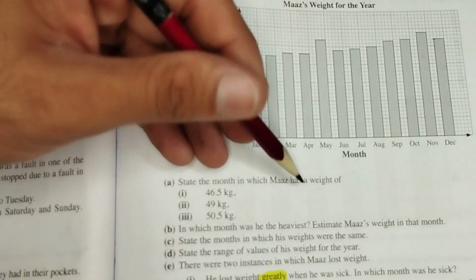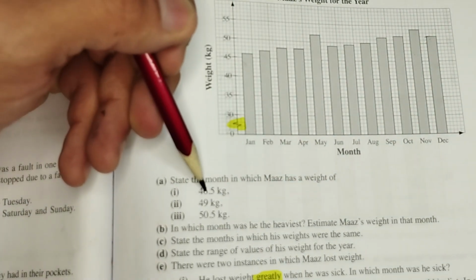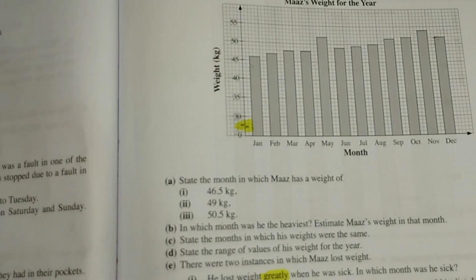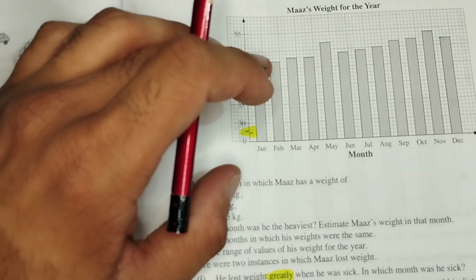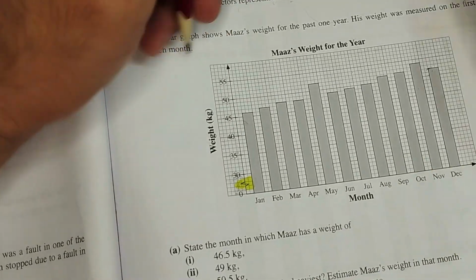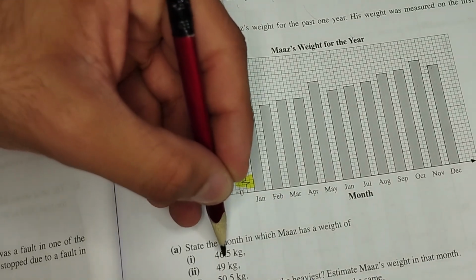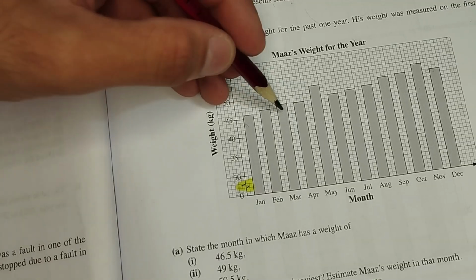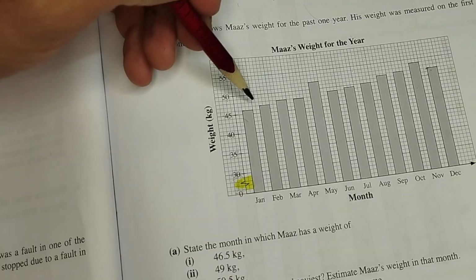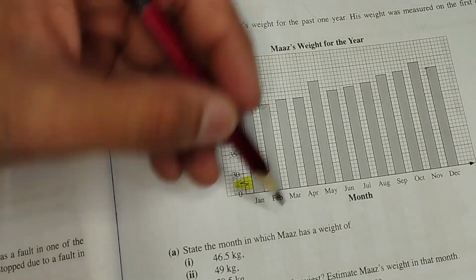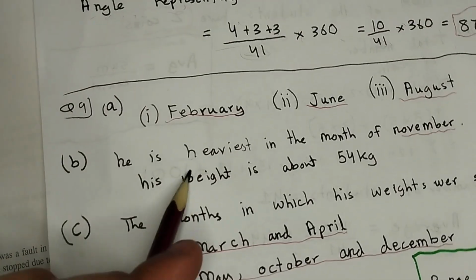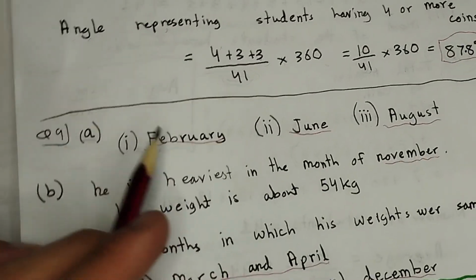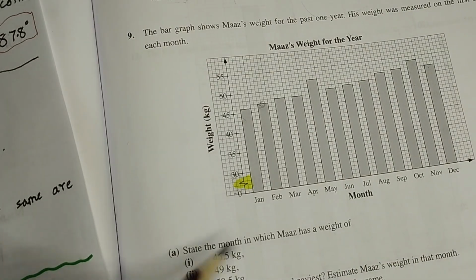State the month in which Mars had a weight of 46.5 kgs. Okay, we have to go around and look at the bar properly. Now, if you look at the bar, we don't have any 46.5. We have a 46 and we have a 47, but we don't have any 46.5. And the rest of the weight is always above 46 and 47, right? So we're just going to take this as our answer. We're going to say February was the month in which, we just write the question, then the part, and then the answer to part number 1. It's going to say February. February is the month in which he had 46.5.